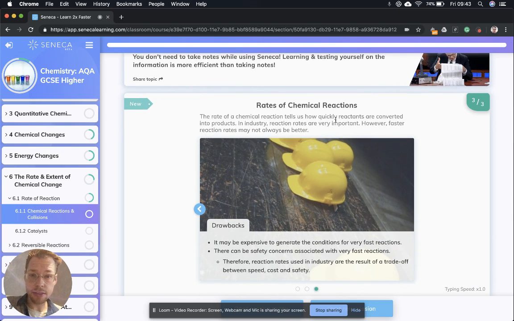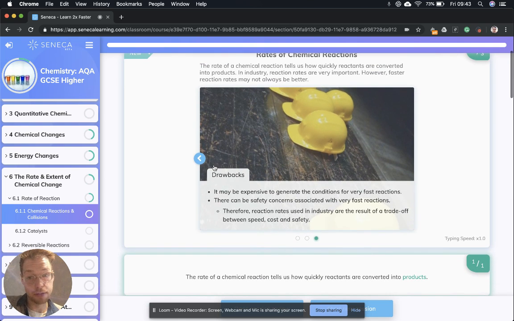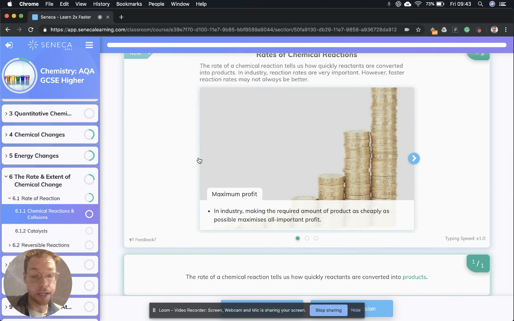To begin with, let's chat over what is the rate of a chemical reaction. Basically, the rate of a chemical reaction tells us how quickly reactants are converted into products. And in industry, this is super important, because when we're making chemicals, we want to make sure we get the most products. But that doesn't necessarily mean faster rates are always better, and we'll talk about why a little bit later.